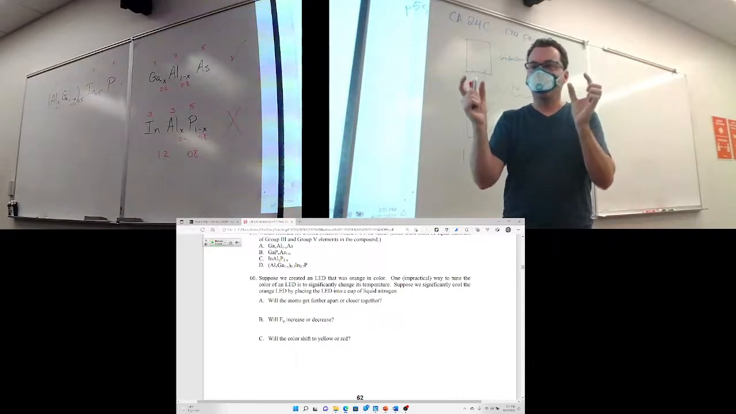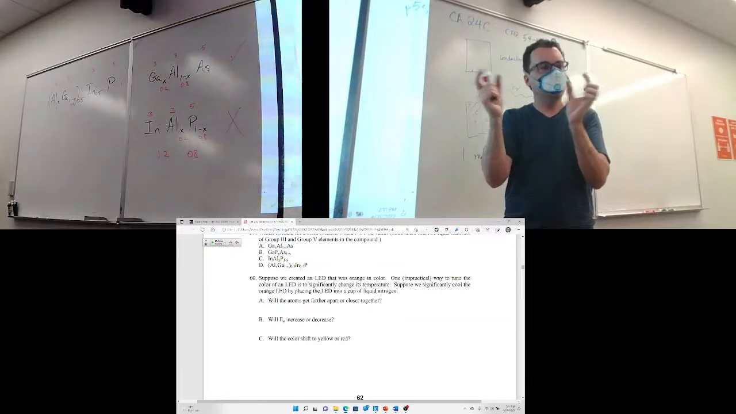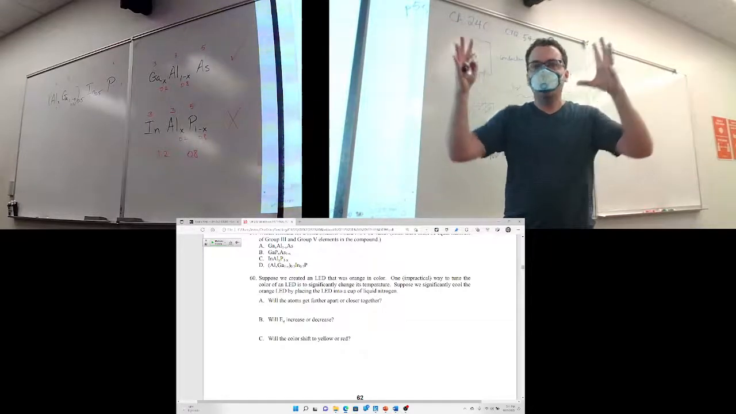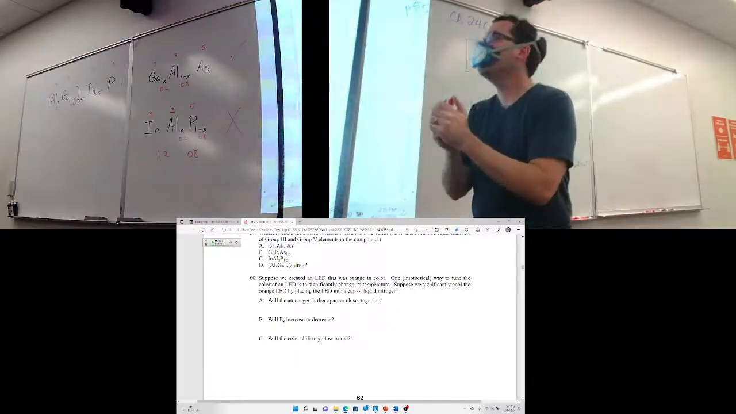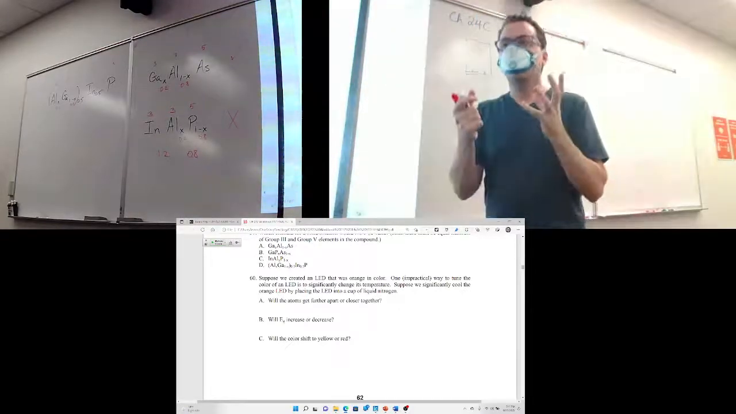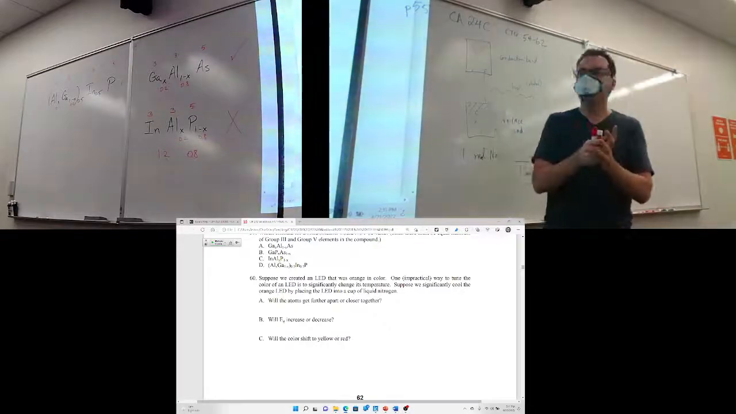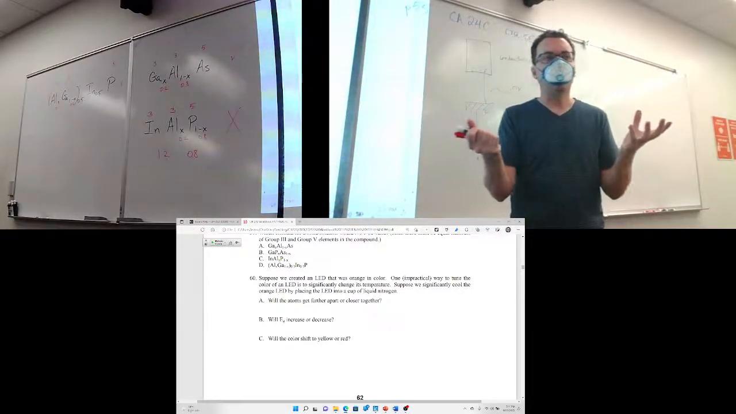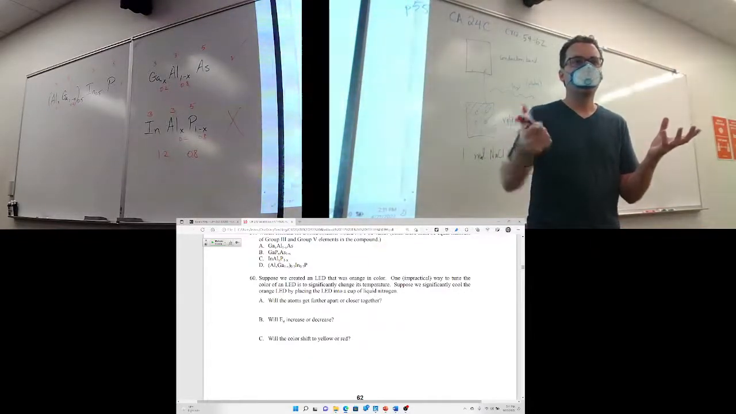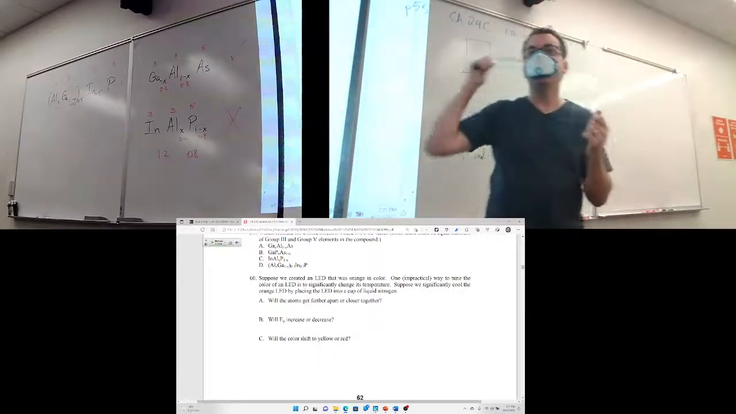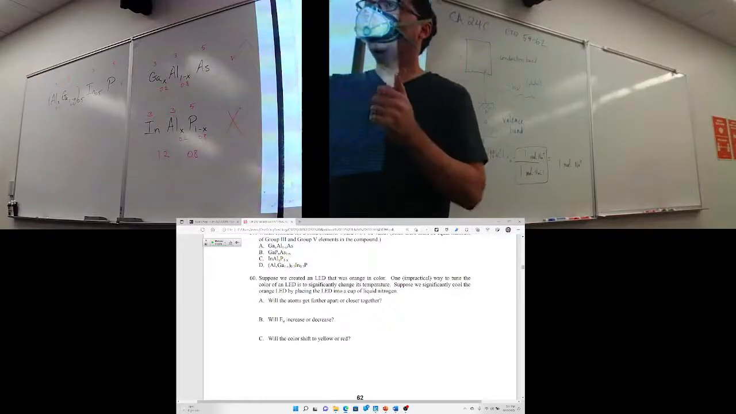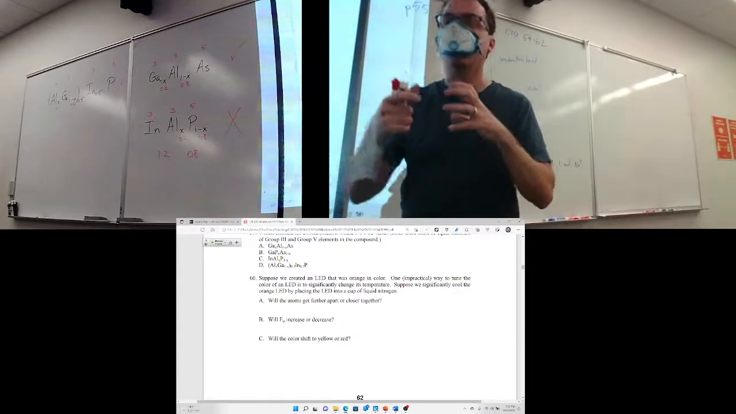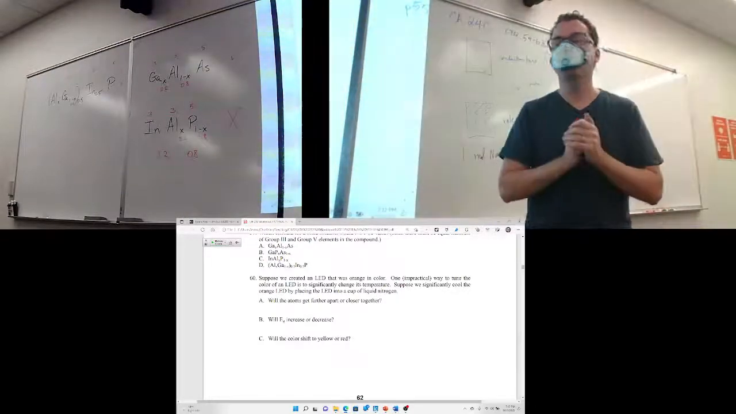And if you cool them, they'll vibrate less violently, which may allow the crystals to shrink. They can get closer together if they don't vibrate as much. So the atoms will get closer together. What happens to band gap when they get closer together? Goes up. When the bond length shortens, the band gap goes up. The overlap of the orbitals gets better when they have shorter bonds.